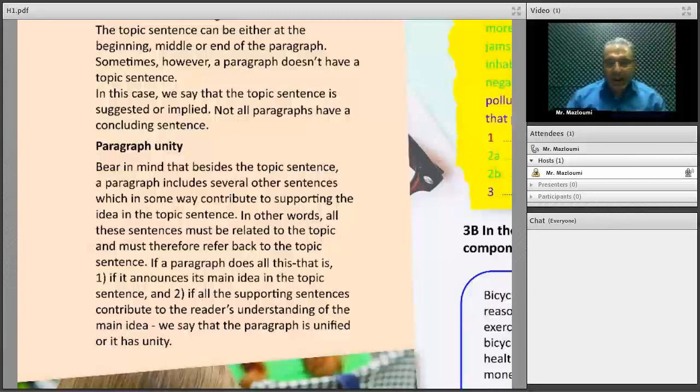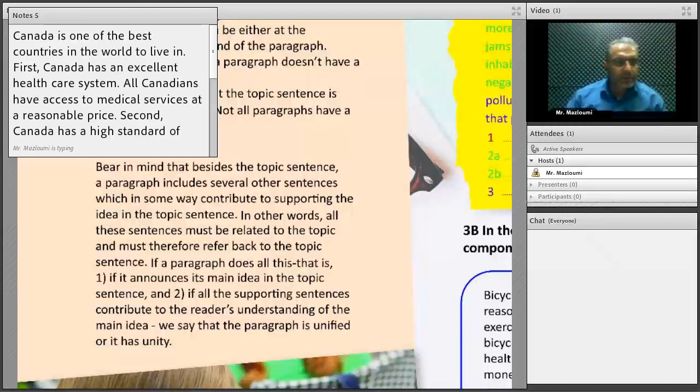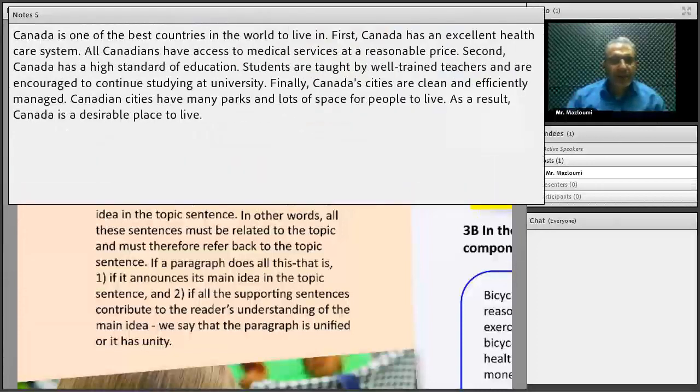Okay, let me just provide you with one example. Well, everyone, check out this example. This is a sample paragraph. Okay. Well, take a listen.